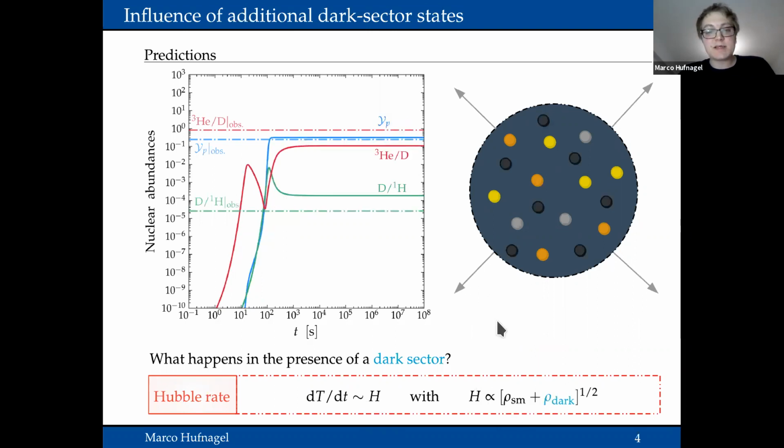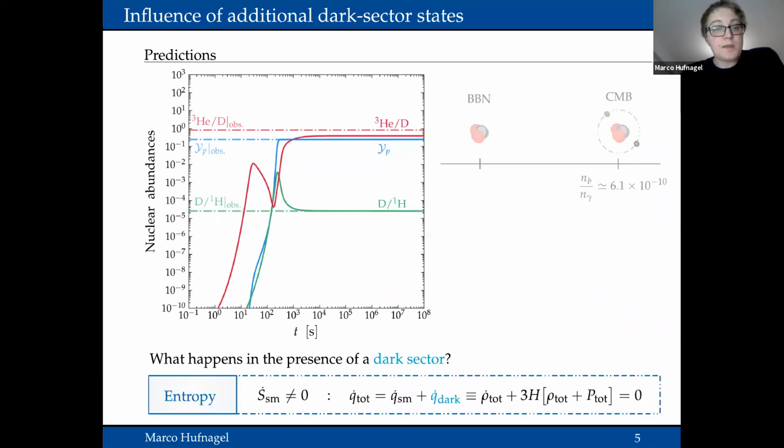add an additional sector into the equation, a dark sector, then this dark sector comes with its own energy density. So you have to add it to the Hubble rate. So your expansion velocity becomes larger and your universe cools down faster. So you might reach these different nuclear reaction thresholds faster and therefore end up with abundances that are no longer compatible with observations. So what this tells you is essentially that there's only a certain amount of energy density that you're actually allowed to add to the one of the standard model in order not to spoil these different abundances.